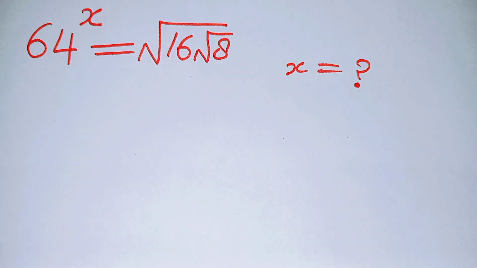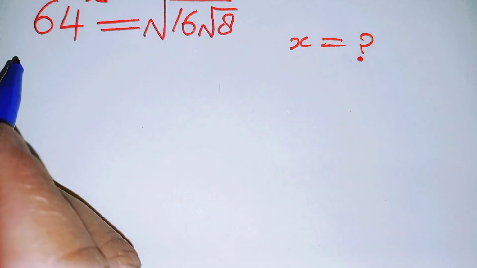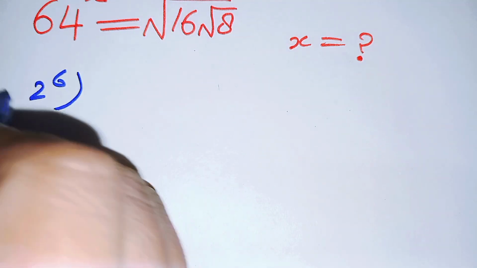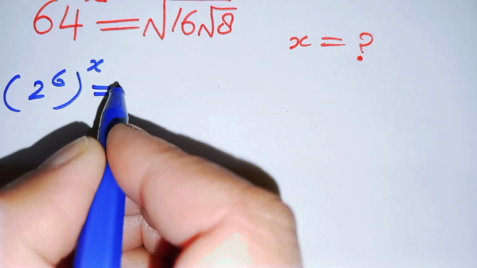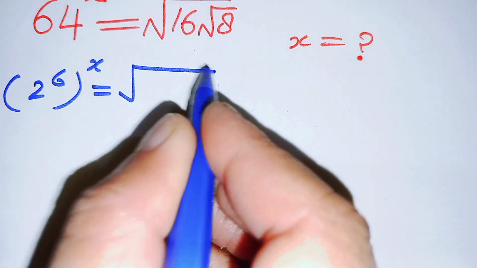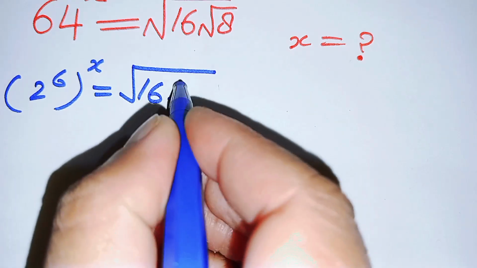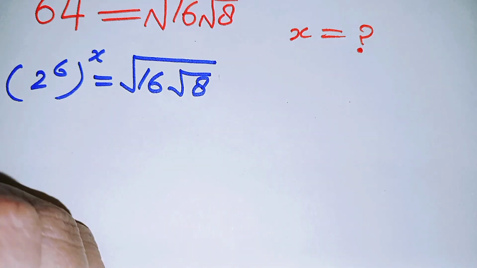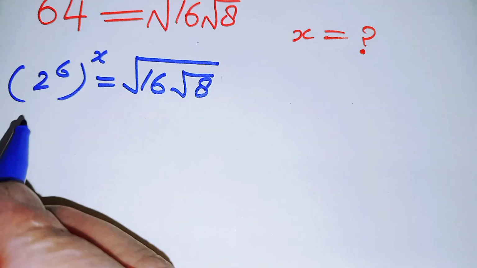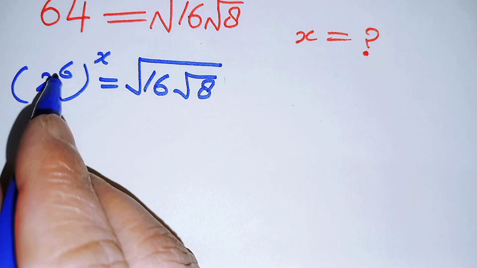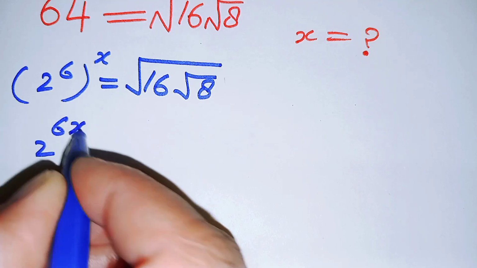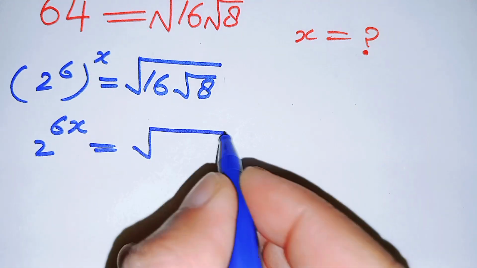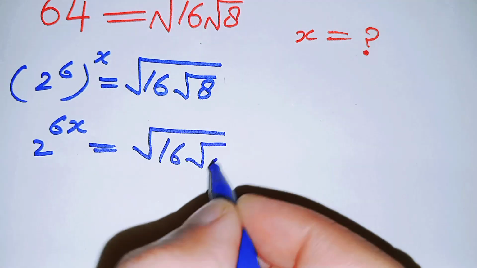First of all, 64 can be written as 2^6, so (2^6)^x = √16 · √8. Now we multiply powers: 6 times x is 6x, so 2^(6x) = √16 · √8.